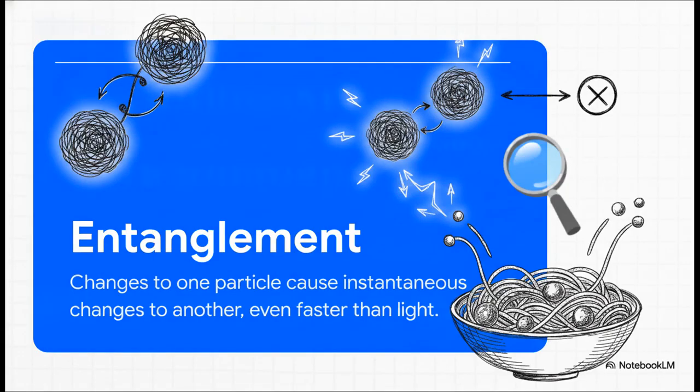Let's dive deeper into that second superpower, entanglement, because it is massive for computational advantage. In classical computing, individual bits are deliberately isolated so the state of one doesn't accidentally mess with another. But qubits can be intentionally entangled. Change the state of one particle, and it causes an instantaneous change to another, seemingly faster than the speed of light. Albert Einstein famously referred to this as spooky action at a distance.